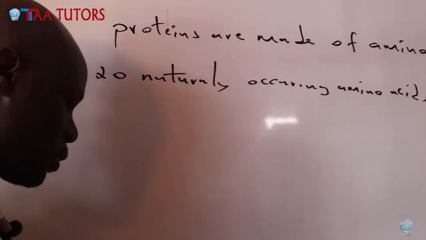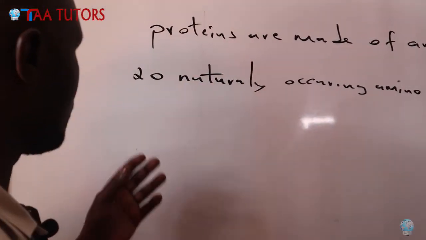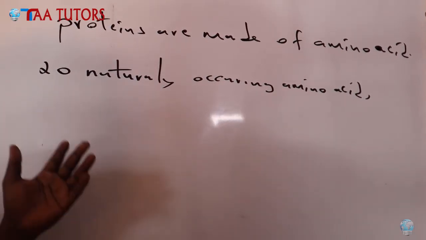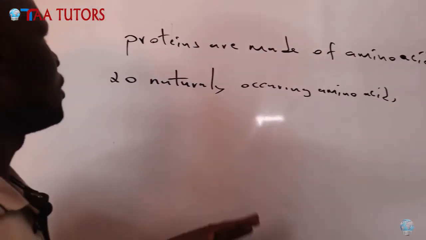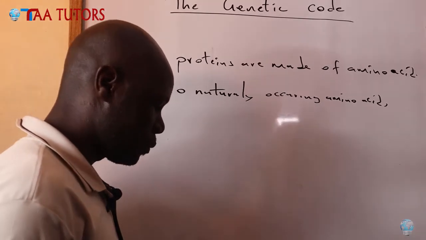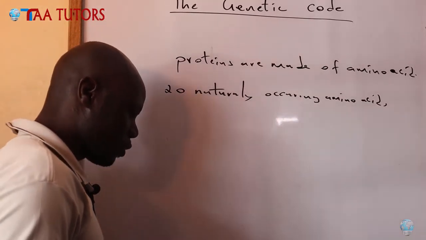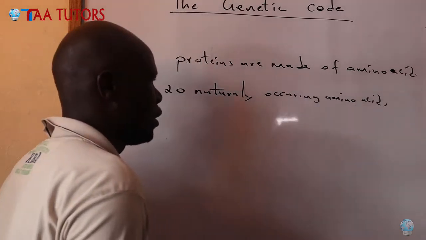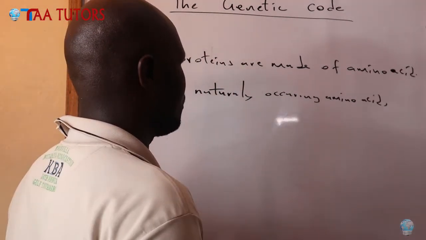Now the next thing we have to ask ourselves is, how are these genes formed? How are the amino acids or the proteins normally formed? We know that we have the base sequence, where we have the 4 bases found in the DNA.